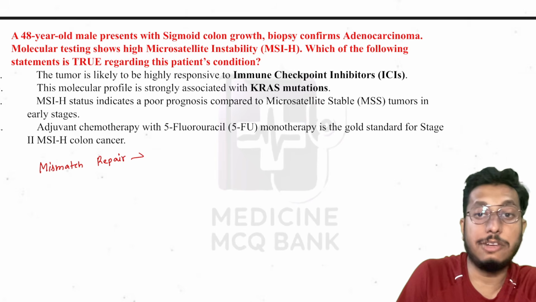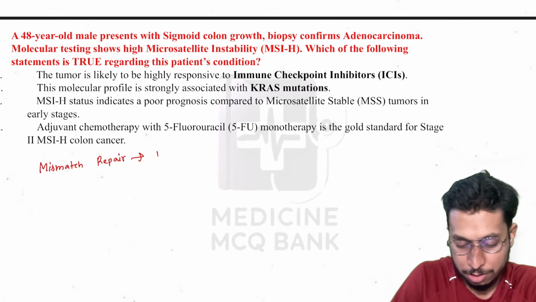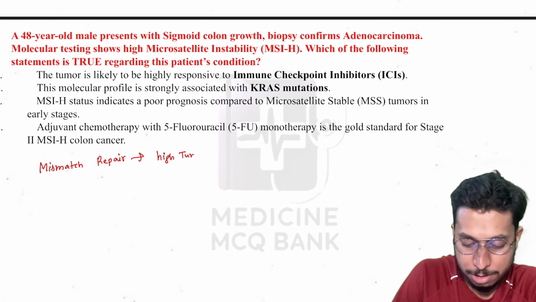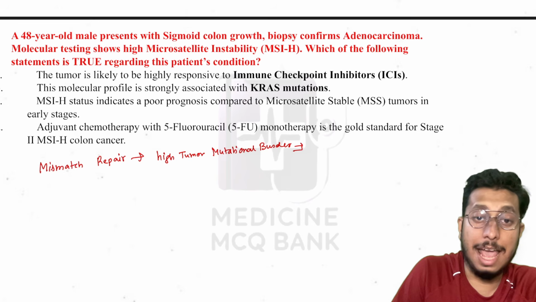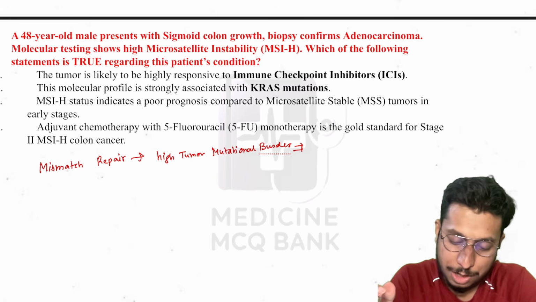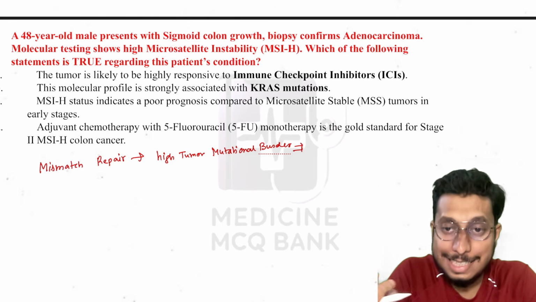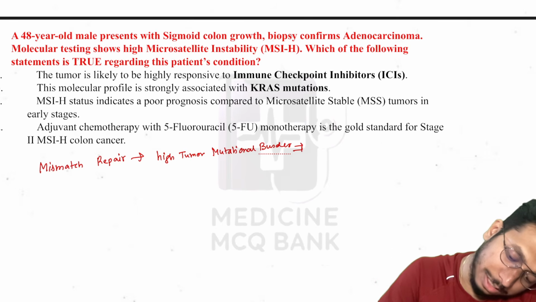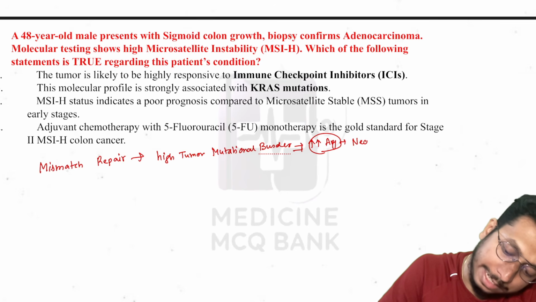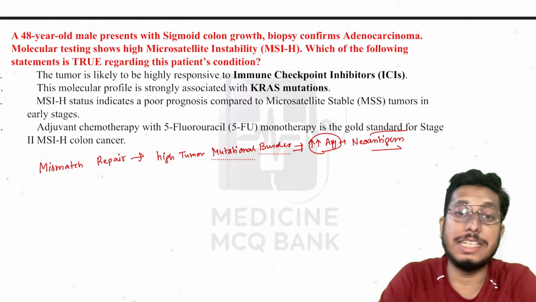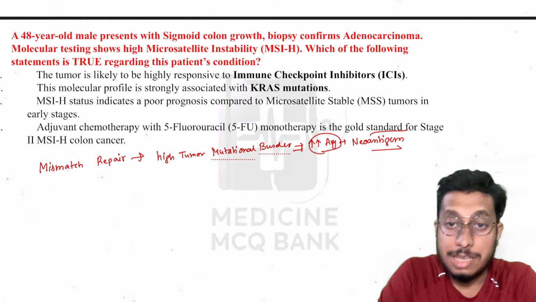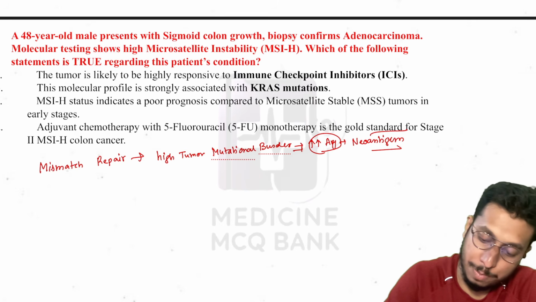What will it lead to? It will lead to high tumor mutational burden. So there is high tumor mutational burden and it results in production of numerous antigens. Now these antigens make the tumor highly antigenic, and as these are new antigens, we call them neoantigens. This neoantigen in MSI-H tumors, or microsatellite instability high tumors, which have high tumor mutational burden, makes them immunogenic.